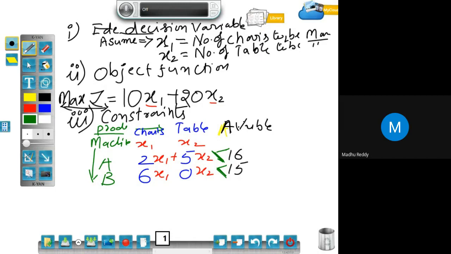Is it clear? We'll call it a tabular format.